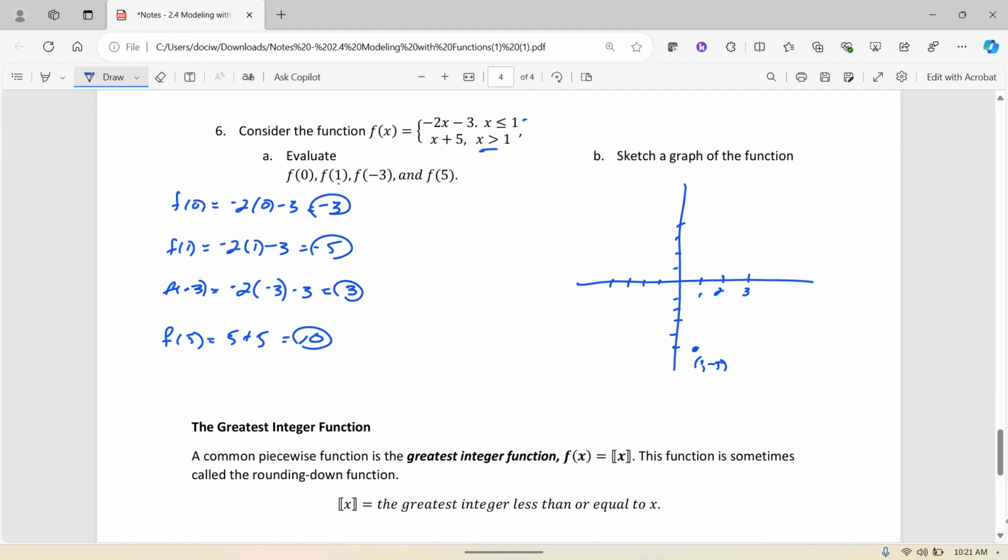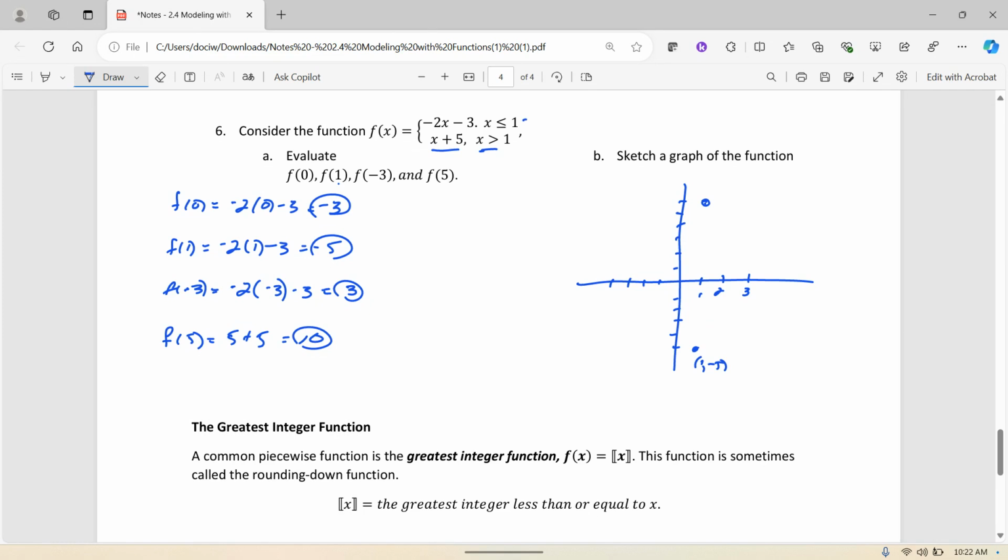Actually, no, let's pick 1. If I put 1 in the top equation, I get -5. If I put 1 in the bottom equation, I would get 6. 1 plus 5 is 6. And that would be way up here. Except that we can't have a closed circle down here and a closed circle up here. This is going to be an open circle, because that bottom part of the function is going to come up to the 1 but not quite touch it. So we have an open circle.